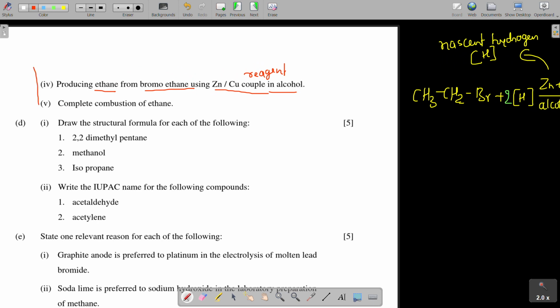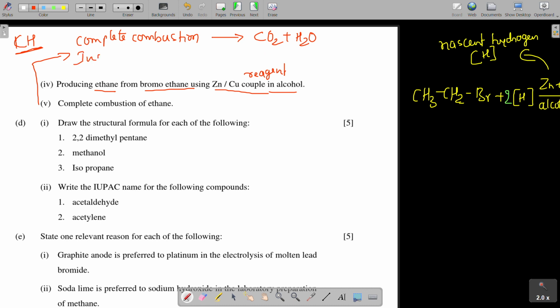Complete combustion of ethane. Now here you have complete combustion and incomplete combustion, two things. Complete combustion products you have to remember. Whenever any hydrocarbon, which contains carbon and hydrogen, undergoes complete combustion, it may be alkane, alkene, alkyne, you will always get carbon dioxide and water.